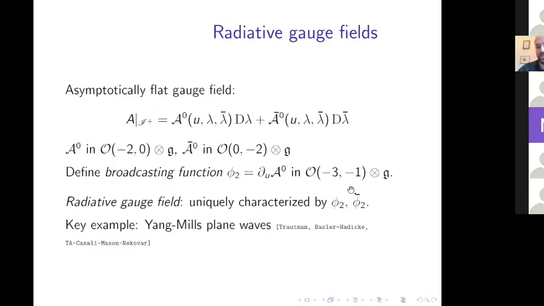Usually one assumes that this broadcasting function is smooth everywhere, but in fact you can relax that assumption and allow it to be smooth everywhere except on isolated generators of scri, and that allows you to include plane waves as a special case of this radiative class of gauge fields. You can also show that this condition, that a gauge field is uniquely characterized by its broadcasting function, rules out anything with a source, basically, or anything that has lower multipole moments, like monopole moments. So something like a Coulomb field would not be a radiative gauge field. But the example you should always have in the back of your head is plane waves. Plane waves are radiative.